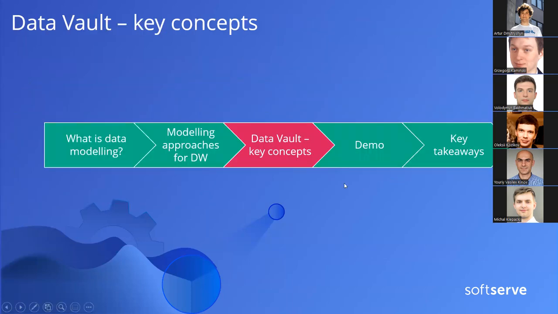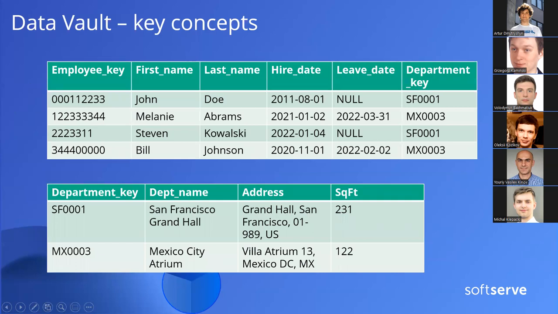So now let's move to Data Vault. The key concept of Data Vault, as I mentioned, is based on modeling entities and deriving entities from the data. An entity would just correspond to a person, or something that has business meaning. And we can see two entities here. One is employee, the first one on the top, and the other one is department.